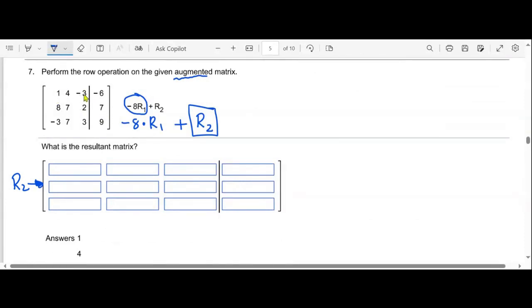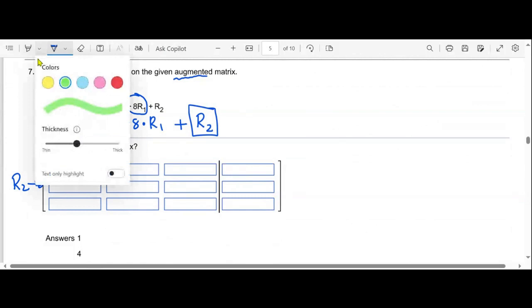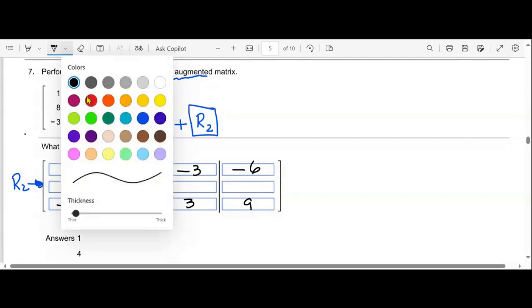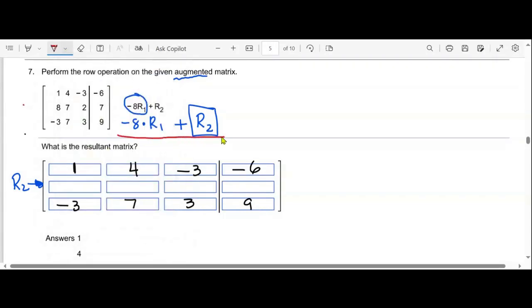So did we touch anything in row 1? No. So we'll put row 1 as it is. Row 1 stayed the same, which is 1, 4, -3, -6. What about row 3? Do we touch row 3? No. So now let's do what is required here. It said multiply row 1 by -8. So you have -8 times 1. How much is -8 times 1? Is -8, correct? And then you add it to row 2.